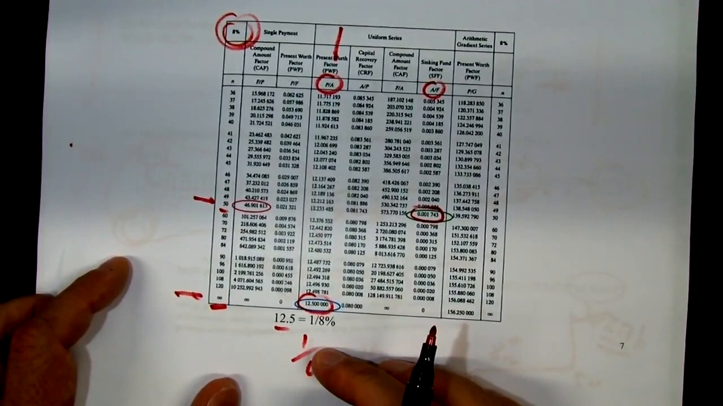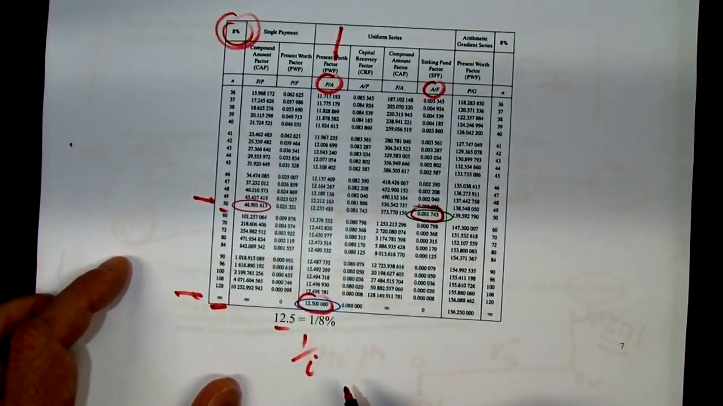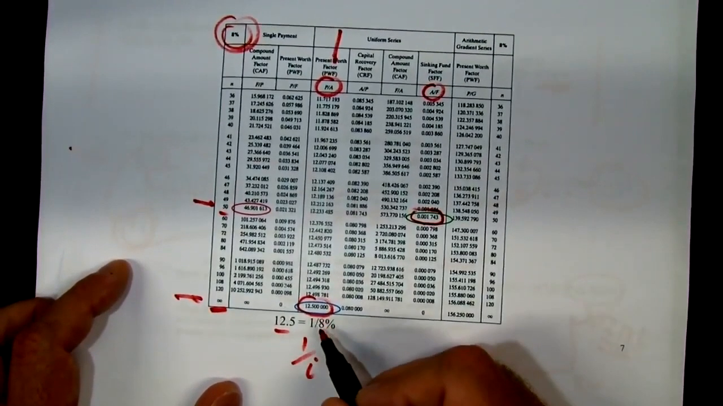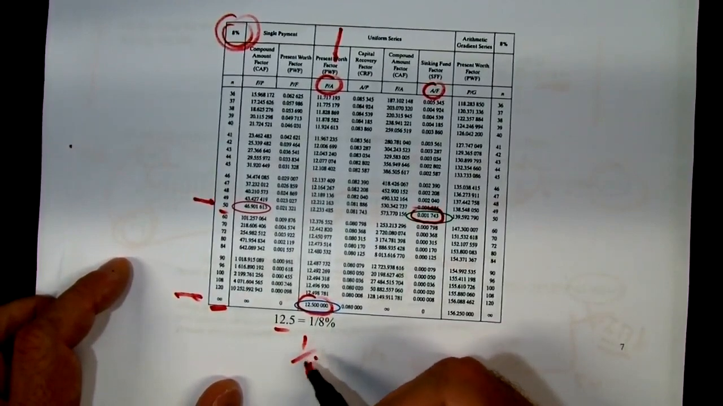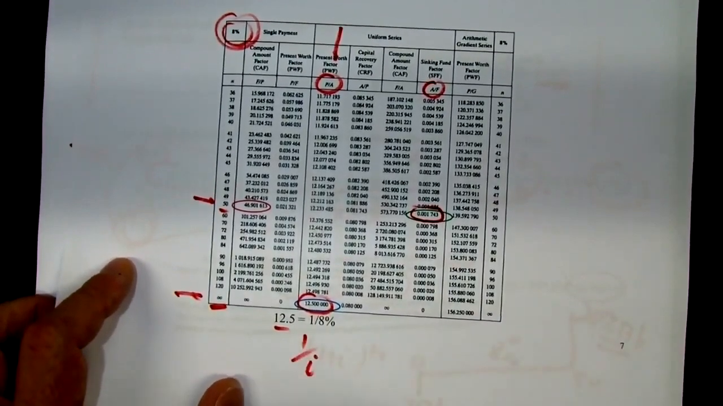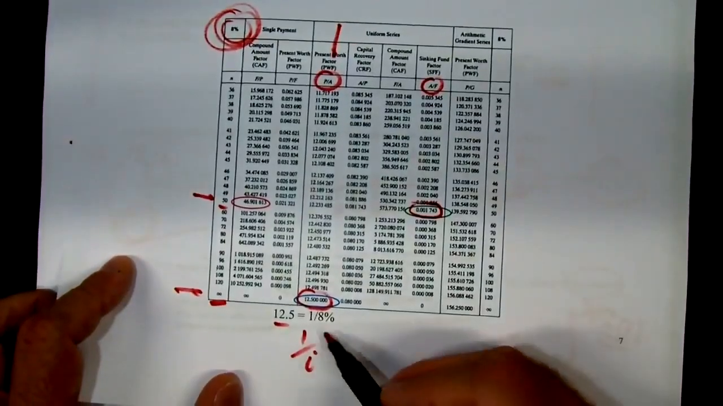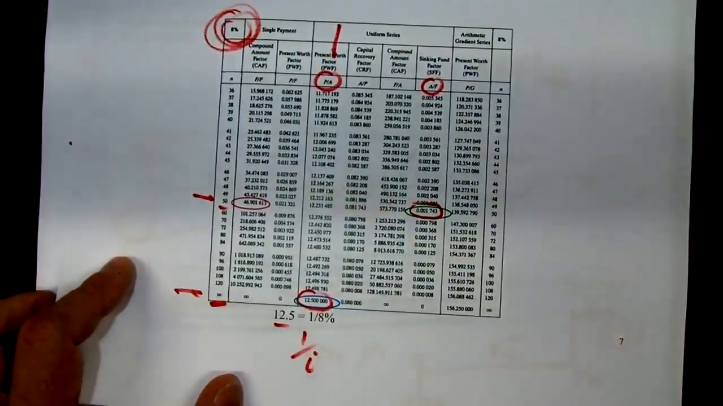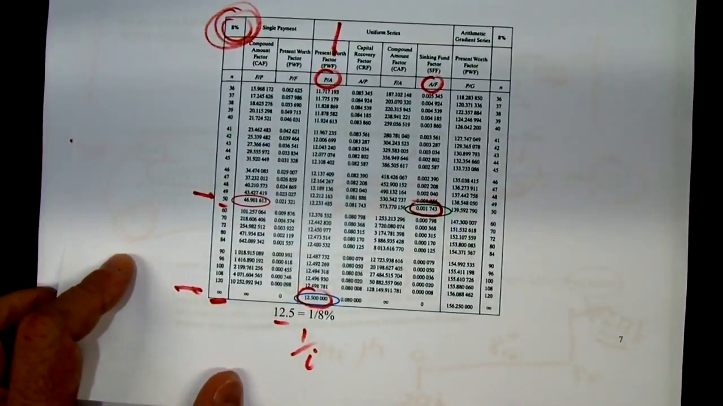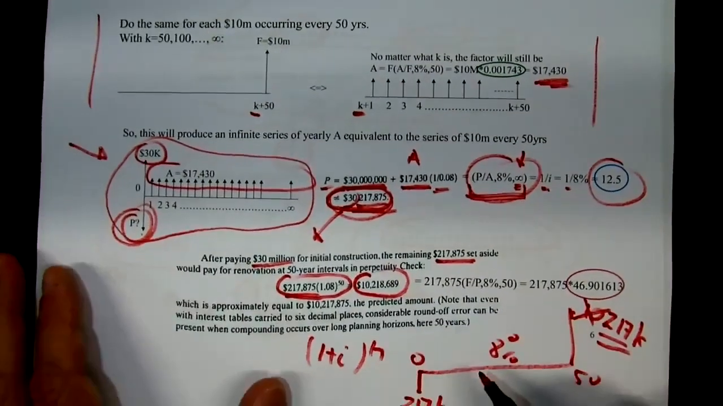Yes? So 1 over I. No, it is not a coincidence. It's the actual formula. You always use 1 over I for the P given A when n is equal to infinity. Of course, it's going to change because I is 8% here. It depends on which interest you have. Okay, does it make sense to all of you?